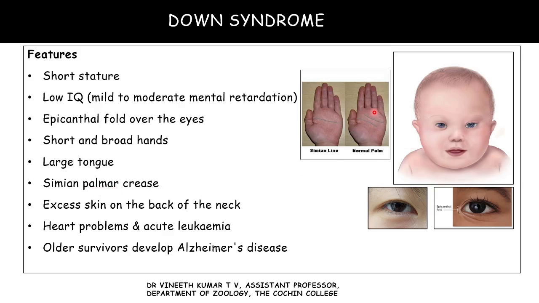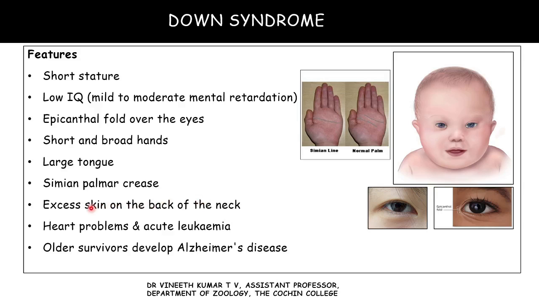Next is the Simian palmar crease. You can see here the normal crease which is found in our palms, which helps in folding. If you fold your palms, you can see those normal crevices which help our palm to fold. But in Down syndrome individuals, only one fold mark, called the simian crease, is present. So only a single line like this is present here, and there will be excess skin fold on the back.